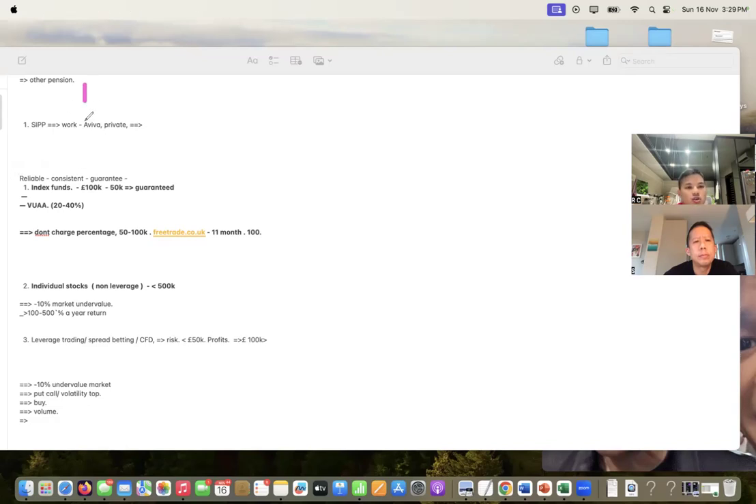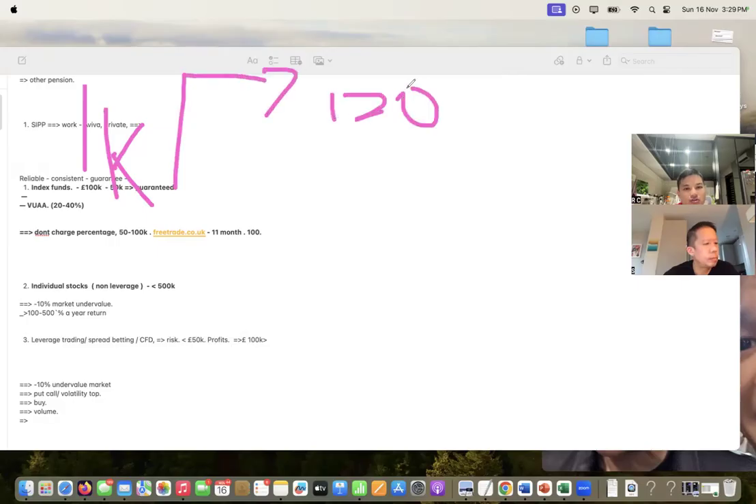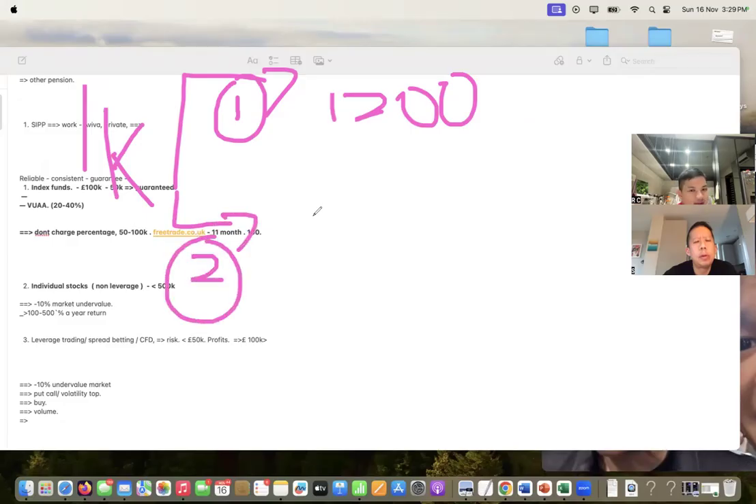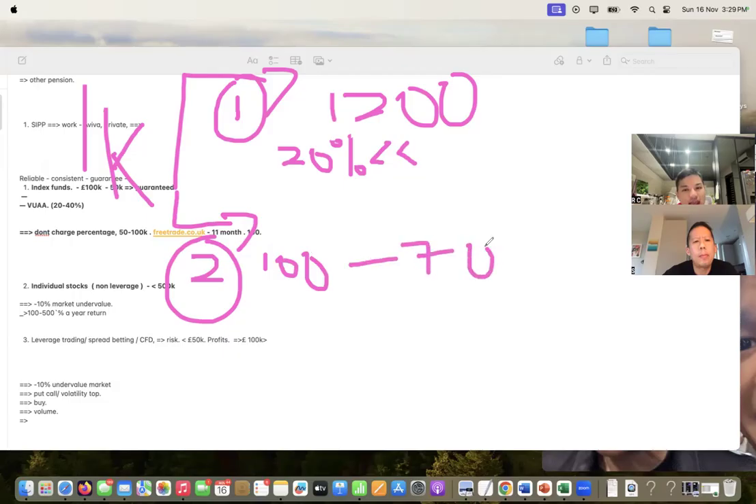So let's do it again. So 1K, the first index fund, you use 20%, so you get 1,200. Is that clear for this one first? Yeah, for index fund. So this is a normal way. And the second way, you do individual stocks. So individual stocks, the return varies, but it will be way more than that. So this is just 20%, less than 20% or even 10% on index fund. But on individual stocks, you can make 100% to around 700% non-leverage like that. So with £1,000, with 700% or 500% return, you have made 5K or 6K just like that. That's a normal way.